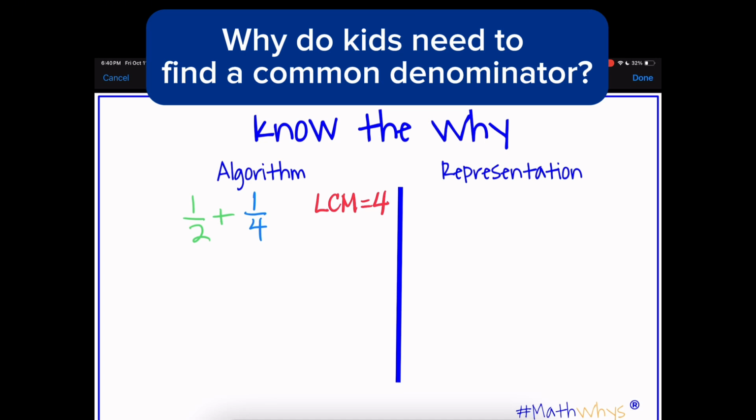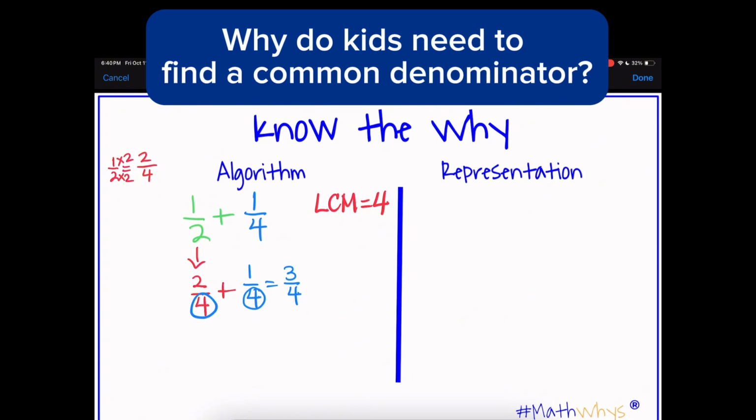So instead of using 1/2, we're going to change it to a fraction that has a denominator of 4. So we multiply it by 2/2 and we get 2/4. And so instead of using 1/2, we're using 2/4. And we're going to add that to the 1/4. And we didn't have to change that because the denominator is 4. So we add it and we get 3/4.